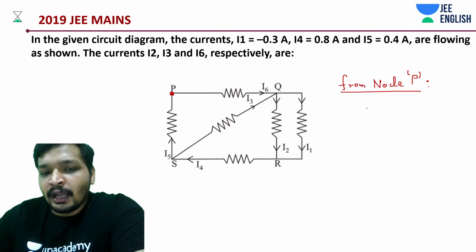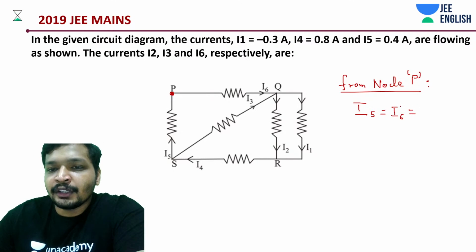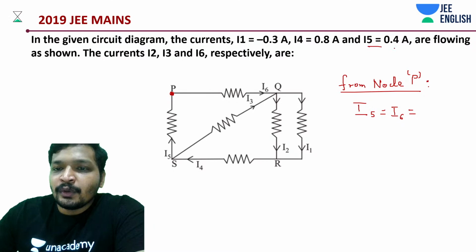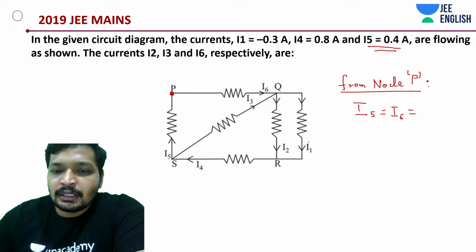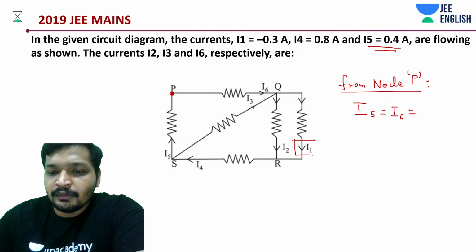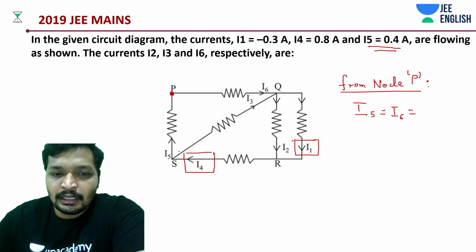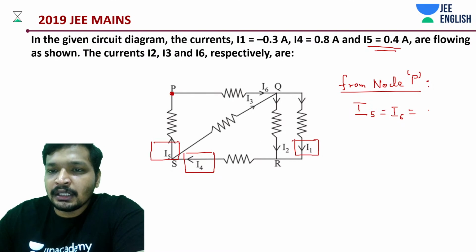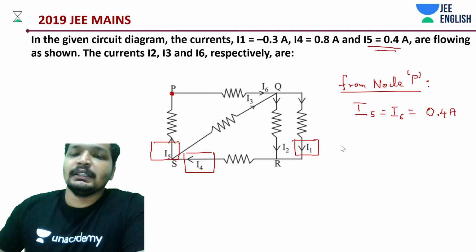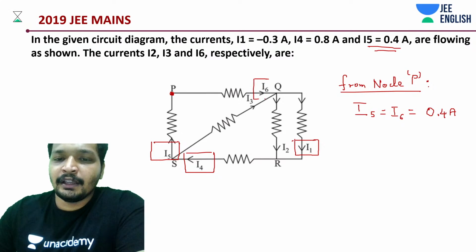From node P we know I5 is equal to I6. How much is that going to be? I5 value is given to us. If you remember, I told you to always mark whatever value is given to you. Later on you can think about the direction. I4 and I5 are given to you. So that should be how much? 0.4 amperes. It's basically an easy problem. So now we know the value of I6.